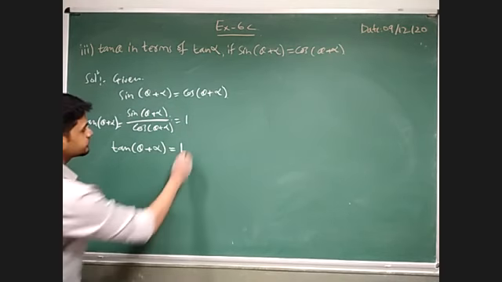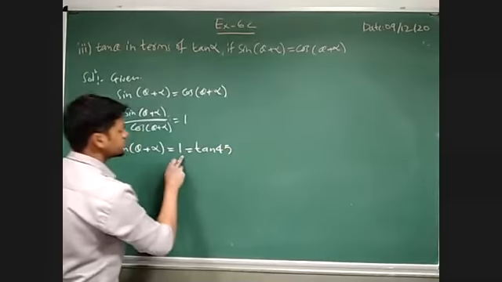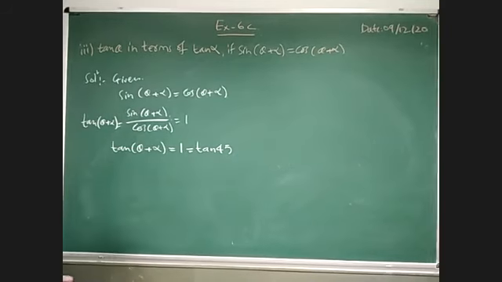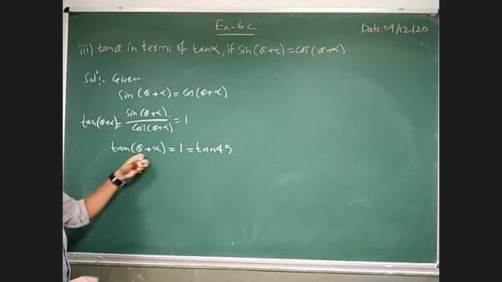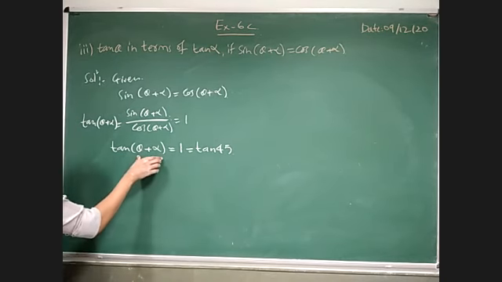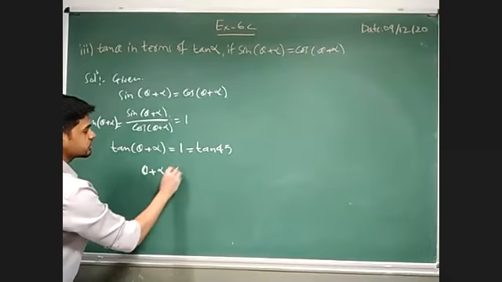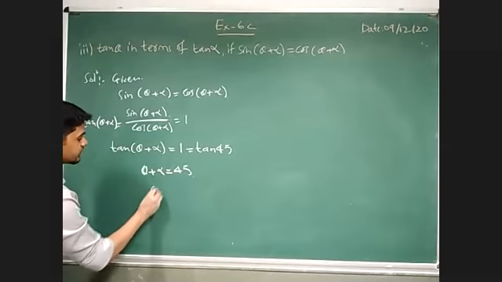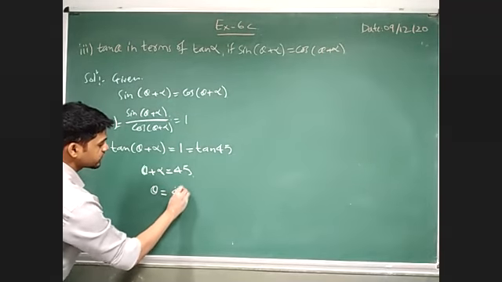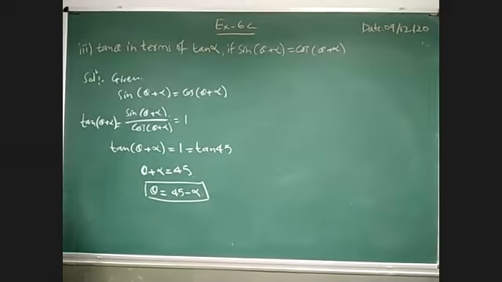And I know one thing, tan 45 is equal to 1. So if I compare these two things, tan theta plus alpha and tan 45, then I am able to write theta plus alpha is equal to 45. Then theta will be 45 minus alpha.